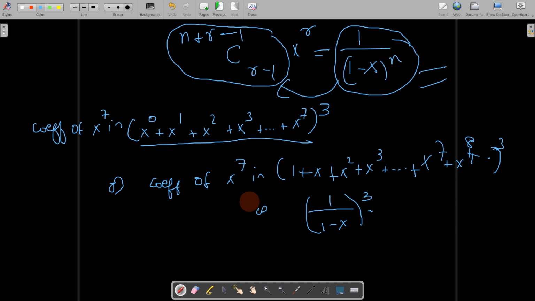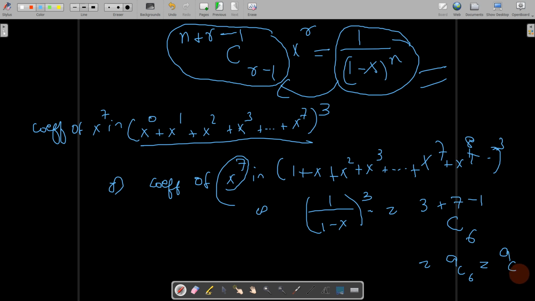And what will be the coefficient of x power 7 in this expansion? We can use this formula right here for now. What is n? N is 3. What is r? R is 7. Minus 1, choose r minus 1. That is 7 minus 1, 6. That is nothing but 10 minus 1, 9, choose 6, which is same as 9, choose 4.